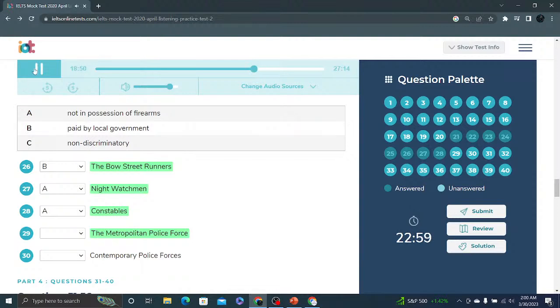This still holds. Okay, so she was saying when new recruits entered the force, they had to work their way up from the bottom. No concessions were made for class or background. So that means C will be the answer.